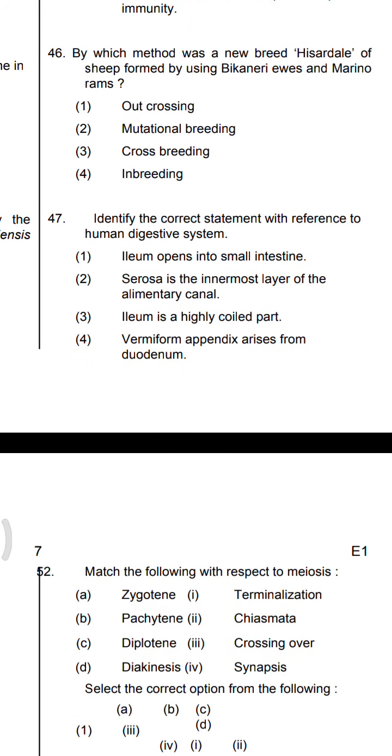47th question. Identify the correct statement with reference to human digestive system. 1. Ileum opens into small intestine. 2. Serosa is the innermost layer of the alimentary canal. 3. Ileum is a highly coiled part. 4. Vermiform appendix arises from duodenum.